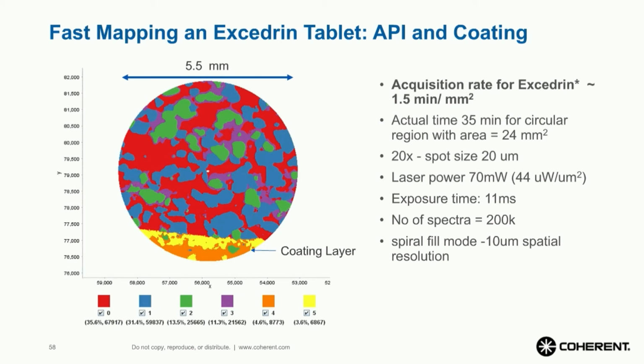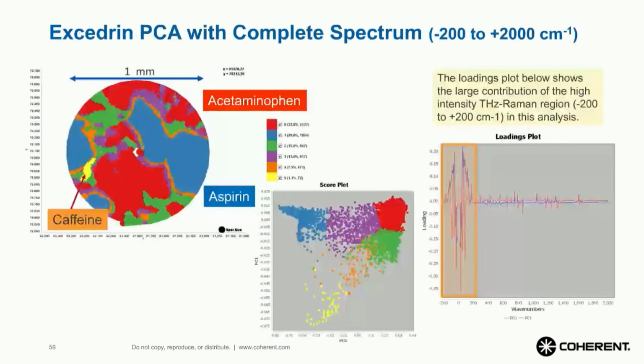Extending that to a fast mapping capability here. Again, with the same tool, within about 35 minutes, we can capture over 200,000 spectra for this Eccentric Tablet, and identify all of the different spectral locations for the various different species within the tablet.